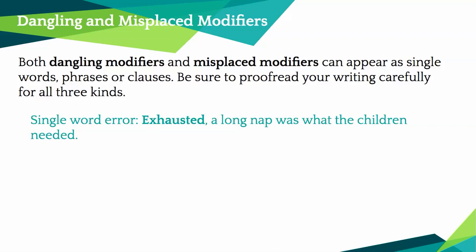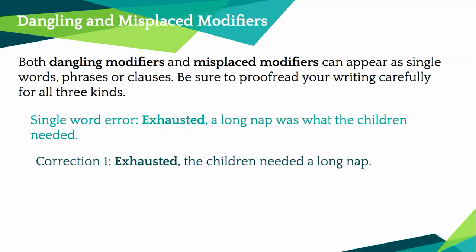Exhausted. A long nap was what the children needed. Okay, so the nap isn't exhausted. Who is? The children, obviously. So here's one option. Exhausted, the children needed a long nap. I actually like that version better than the original, not just because it fixes the modifier error, but because it's also clear and more concise.